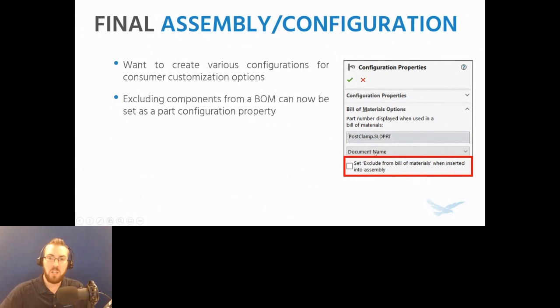Now that it's a configuration property, you can have an exclude configuration that has this enabled. Every time you add it to an assembly, it'll automatically be excluded from a bill of materials, which is really good for consumables or things that are managed in other bills of materials.